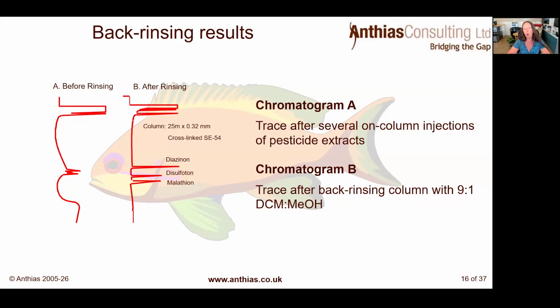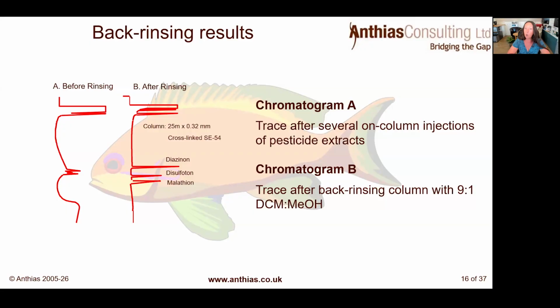This is after quite a lot of on-column injections of pesticide extracts. And of course, with on-column injection, you're transferring all of that dirt onto the column as well, so you're going to cause more damage. Then after back rinsing of the column with a 9:1 mixture of DCM to methanol, we can see chromatogram number B. So that's after rinsing, and we can see that the baseline has very much improved, as have our peak size, peak shape and separation.